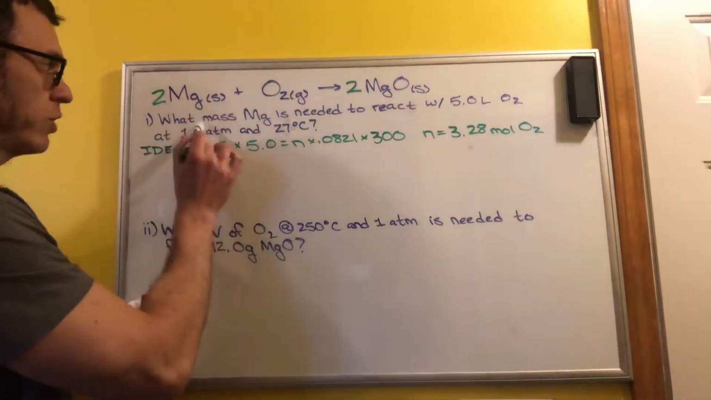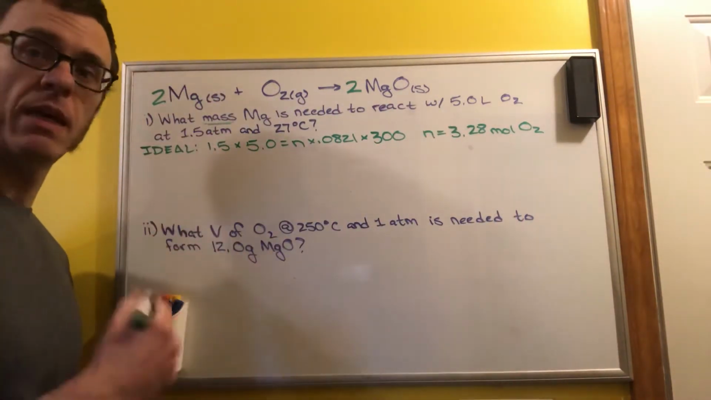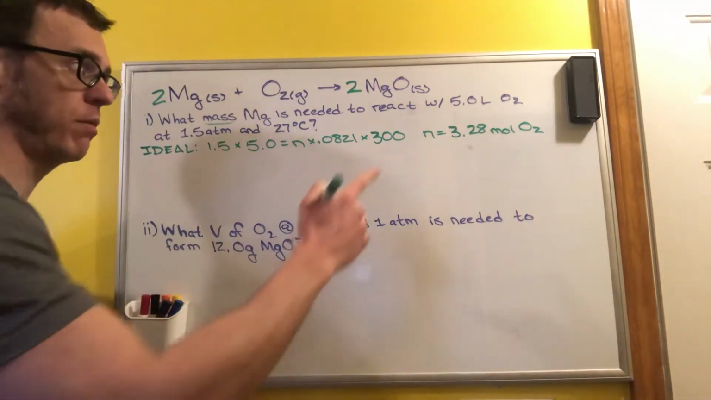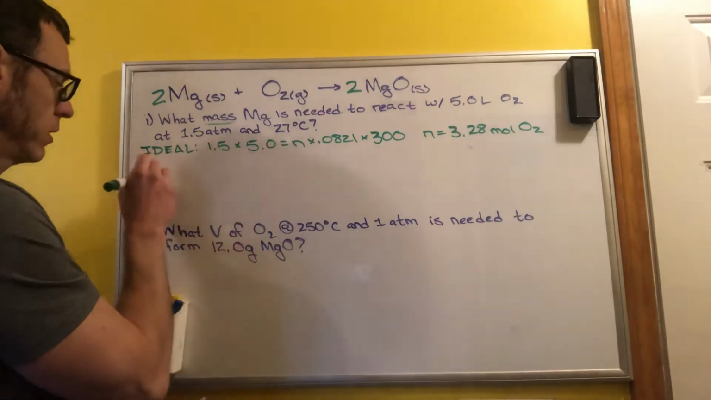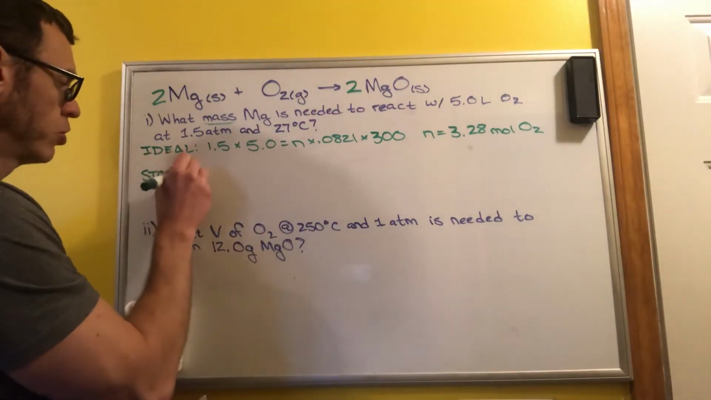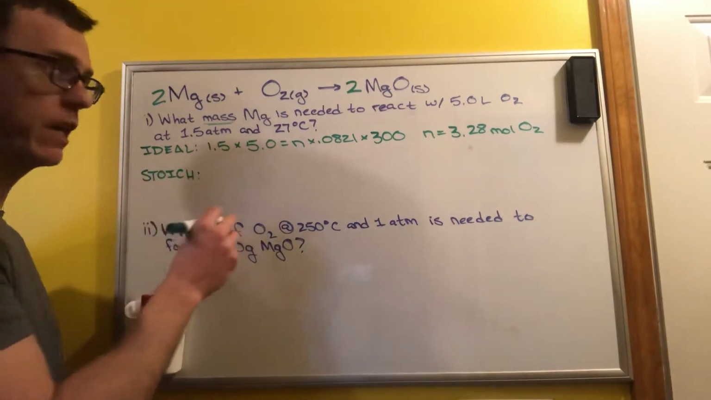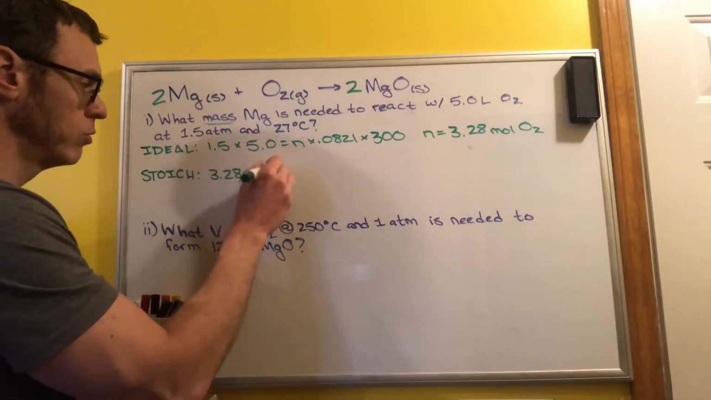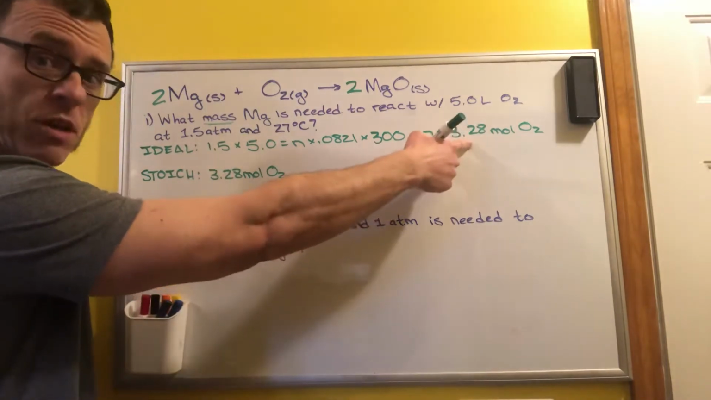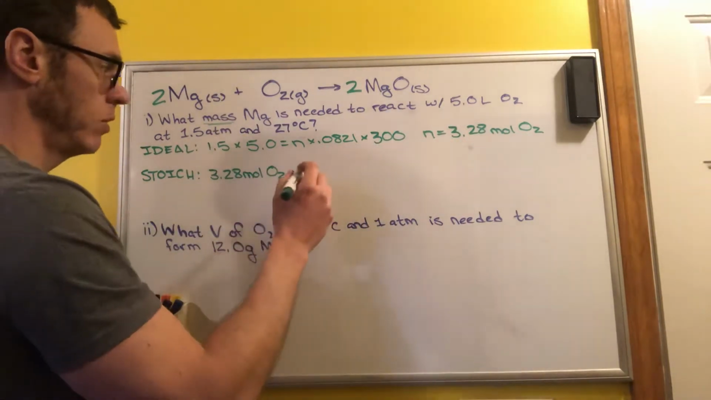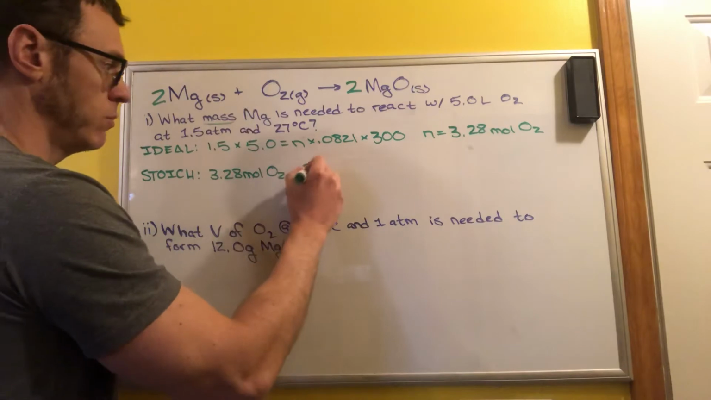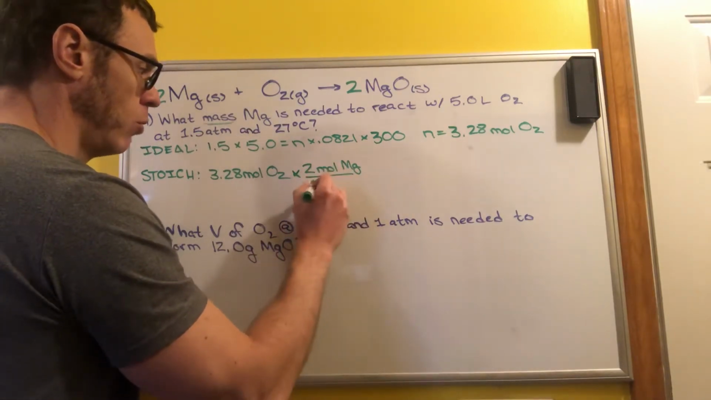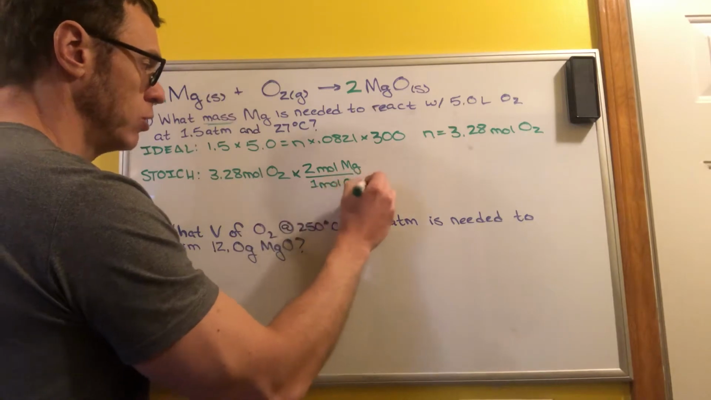Now if you see this question, what mass of magnesium? That means we have to go back and really dig into our stoichiometry from the past. And so here, because now I'm going to have to shorten this word, we're going to do a little stoich. We get 3.28 moles of O2, pulled that from my answer up here, times, well, we're looking for mass of magnesium, so I get 2 moles of magnesium over 1 mole of O2.